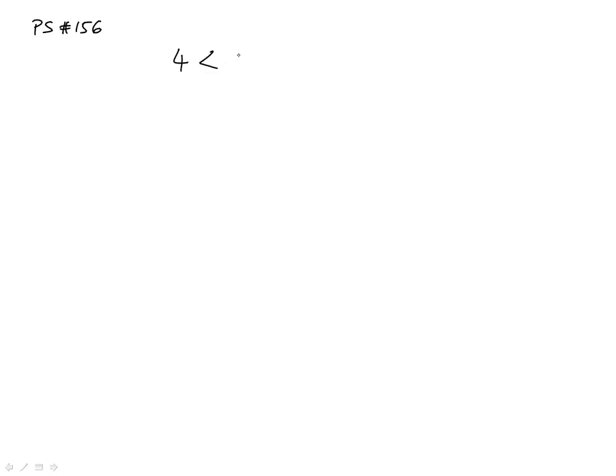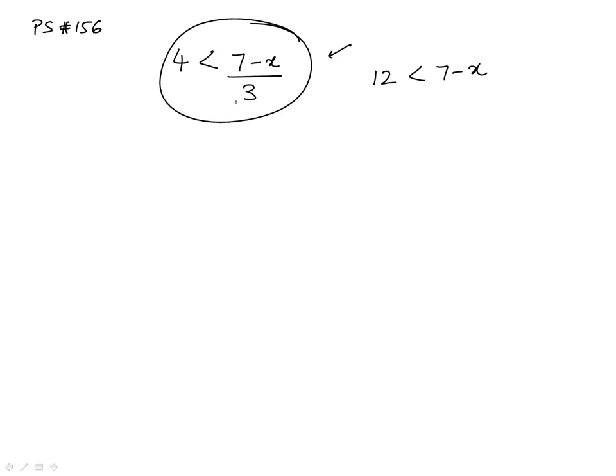So in this problem, we're given an inequality for x, and then we're asked which of the following statements must be true. So the first step is to rewrite this. We can multiply both sides by 3, get 12. It doesn't change the sense of the inequality because 3 is positive. Add x to both sides. 12 plus x is less than 7.